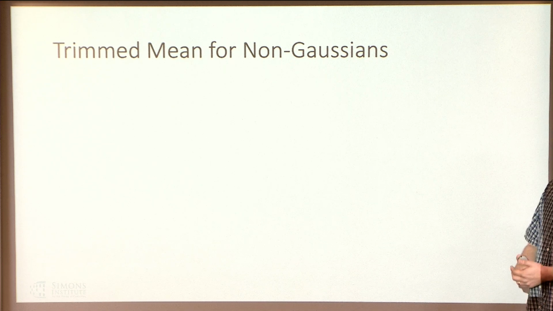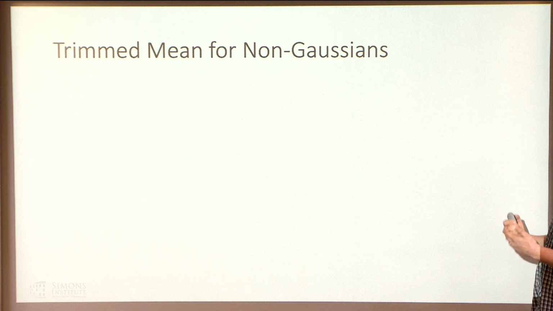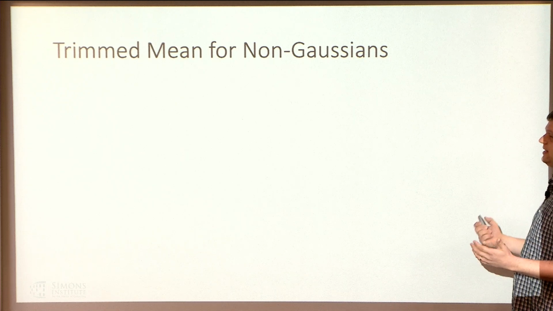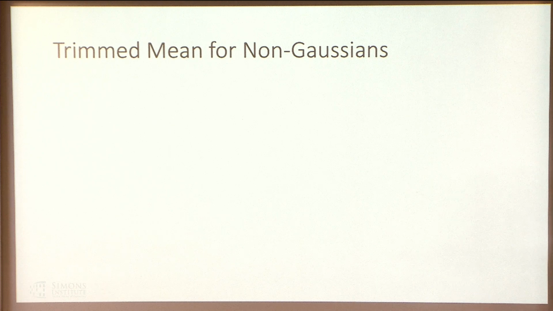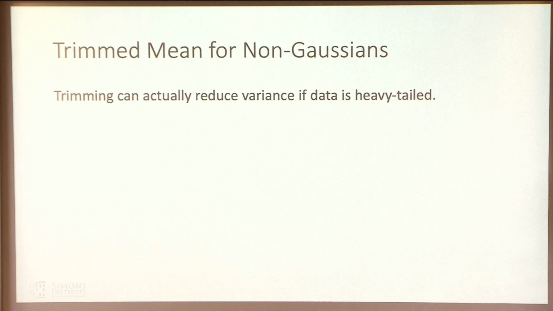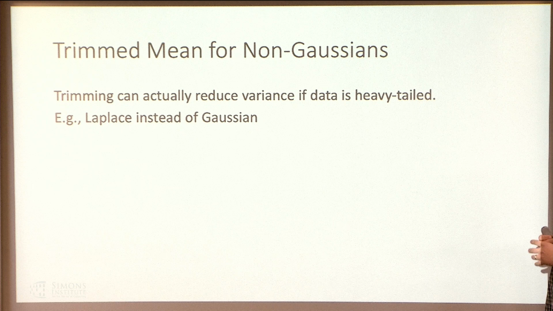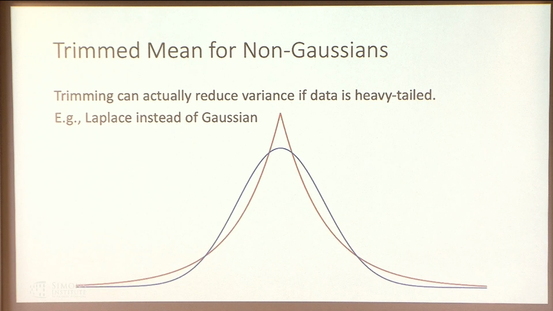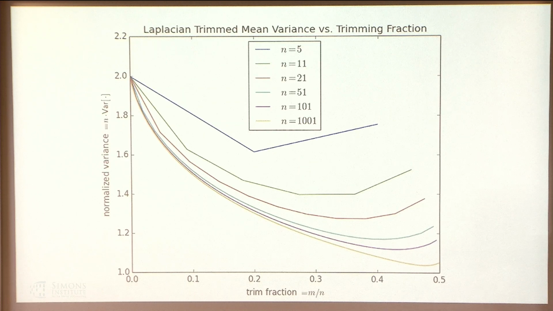I want to emphasize that trimming is sometimes a good thing. You might even do this even if you're not concerned about privacy, because trimming can actually reduce variance if the data is heavy-tailed. One example of a heavy-tailed distribution is the Laplace distribution, which I'm sure you're all familiar with. We don't usually think of this as being heavy-tailed, but relative to the Gaussian, it's a little bit heavy-tailed. If you plot the same picture, you'll see that trimming actually reduces variance. It's very nice. I think that sort of tells us that we're on the right track with this trimming.